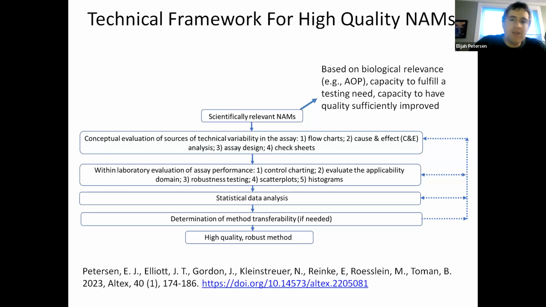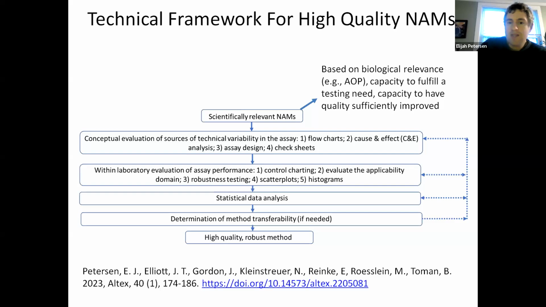And the biological relevance and all that stuff is very important too, but that's not what I'll be getting into in this presentation. And once you've done that, and I'll provide examples of many of these in the next few slides, you move on to within-laboratory evaluation, such as control charting, looking at how your data actually looks across time. A lot of presentations I see, people show one replicate and things are looking great. That's very good in some ways for showing a proof of concept, but really the key is to show the results across time and how consistent they are.